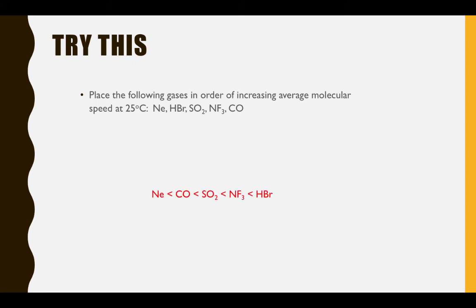Welcome back. Here's what you should have gotten. Neon is the lightest gas, therefore it will have the highest molecular speed and the highest rate of diffusion. HBr, on the other hand, is the heaviest gas listed, therefore it will have the lowest average molecular speed and the lowest rate of effusion.